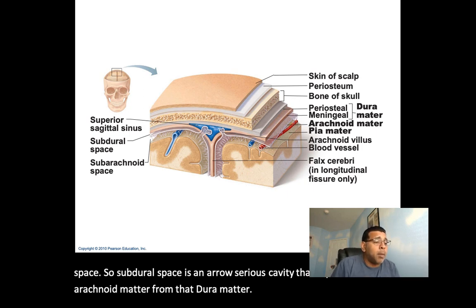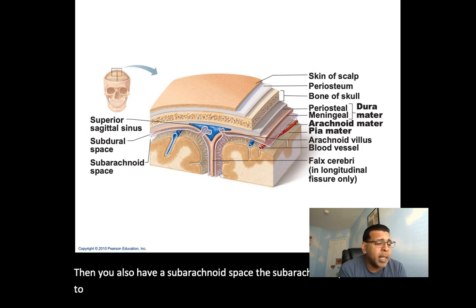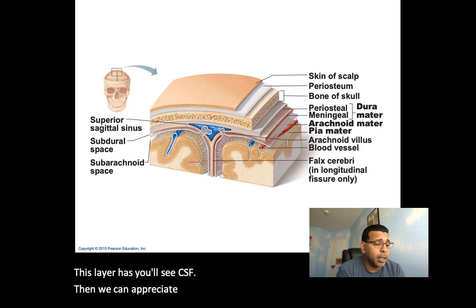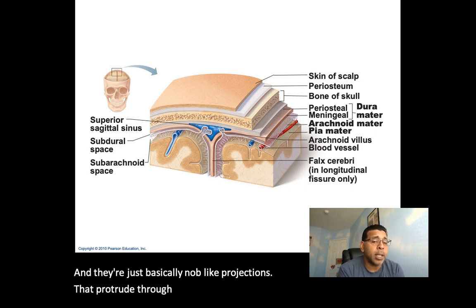Then you also have the subarachnoid space. The subarachnoid space is a wide space beneath the arachnoid membrane. This layer has CSF. And we can appreciate here the arachnoid villi. They're basically knob-like projections that protrude through the dura mater and into the superior sagittal sinus.